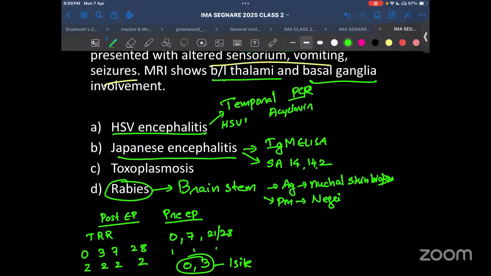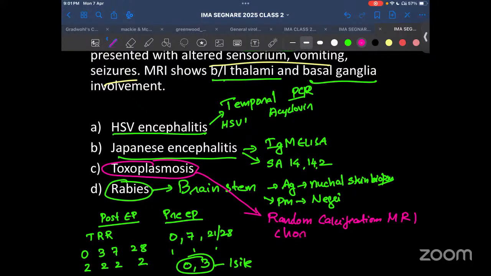Now we are coming to toxoplasma. See here, toxoplasma is written here. So what is this toxoplasma? It is a parasite. Okay, toxoplasma is a parasite. And what do we see in brain? See, we see random calcifications in the brain. Okay, random calcifications in MRI brain or CT brain we can see. Then it can cause chorioretinitis.